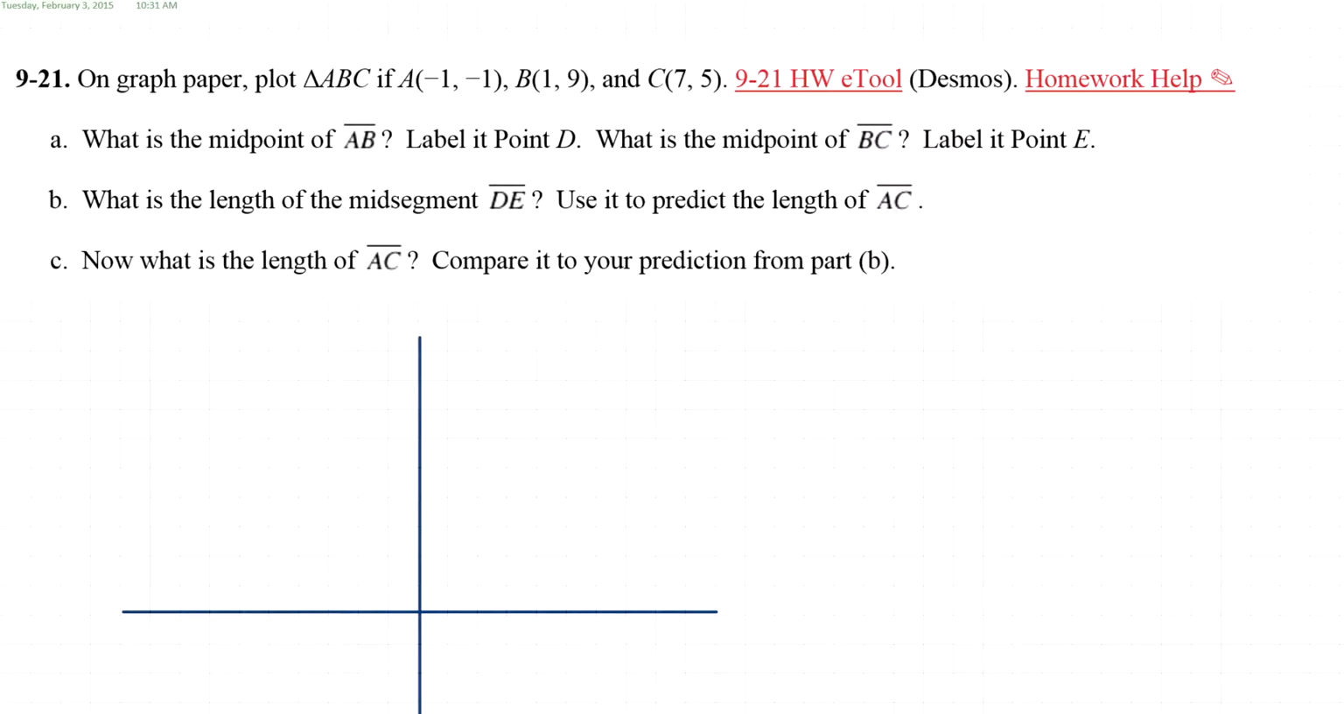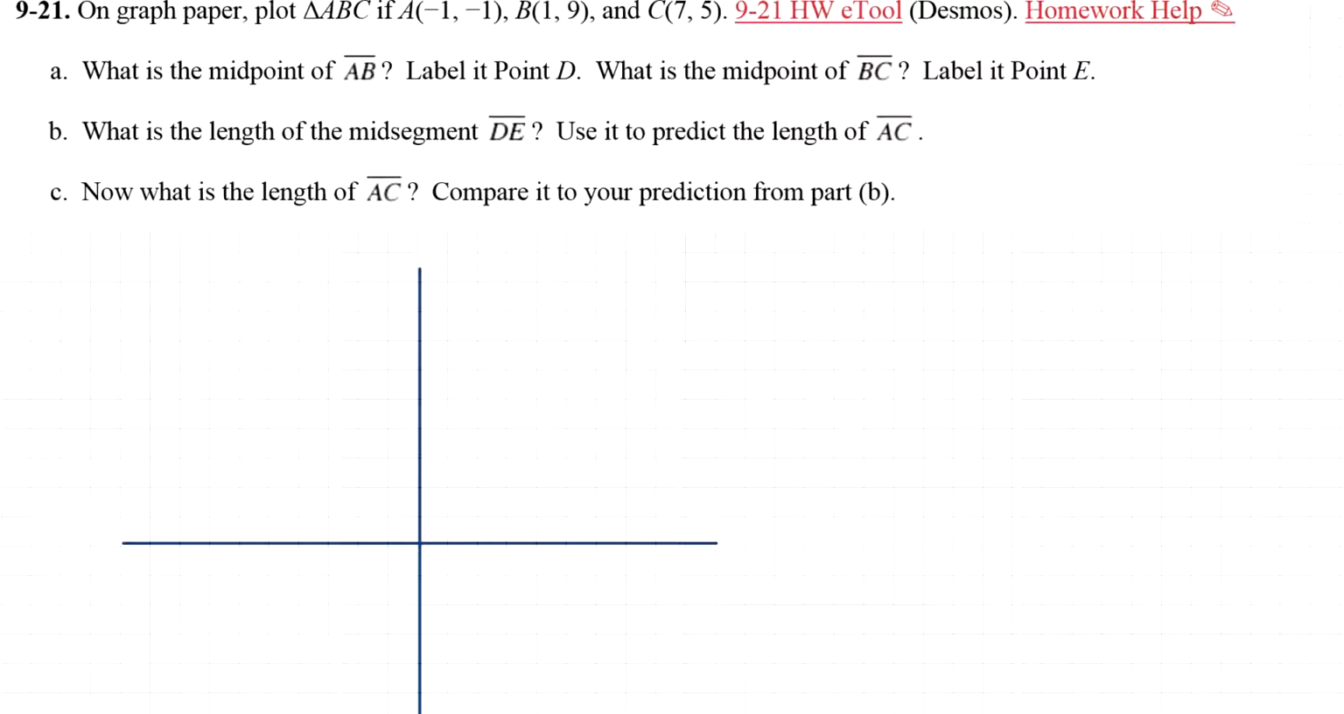921. On graph paper, plot triangle ABC if A is -1, -1. So let me just scroll up a little bit here. So A is -1, -1, so that's here. And then B is 1, 9, so this is 1, 2, 3, 4, 5, 6, 7, 8, 9. So this is B. And then C is 7, 5. 1, 2, 3, 4, 5, 6, 7. 1, 2, 3, 4, 5. And this is C.